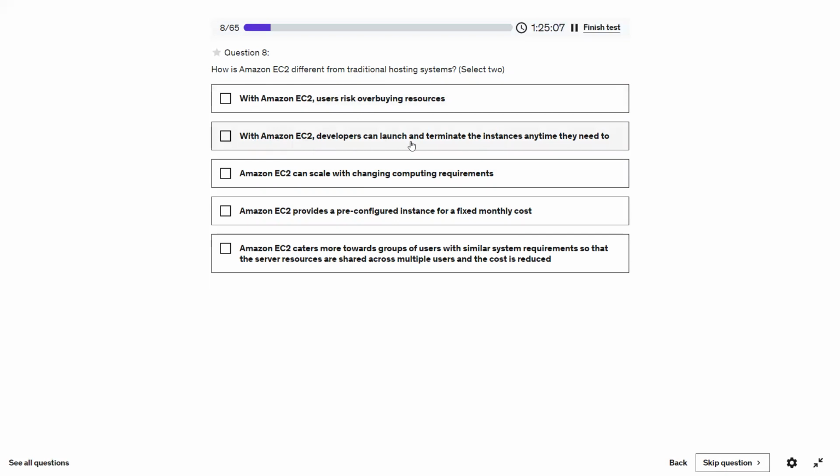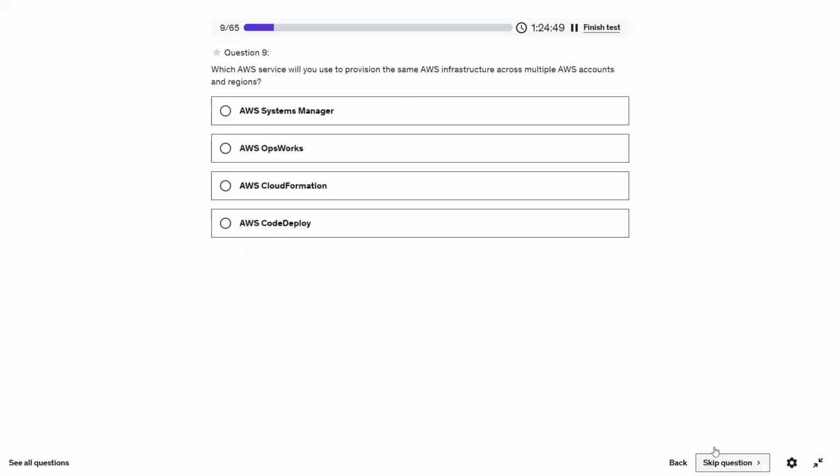With Amazon EC2, developers can launch and terminate instances anytime they need to. Definitely correct, because we can launch or terminate anytime. Amazon EC2 can scale with changing computing requirements. Definitely correct. Amazon EC2 provides a pre-configured instance? No. Amazon EC2 caters more towards a group of users with similar system requirements? Wrong. So these two look correct.